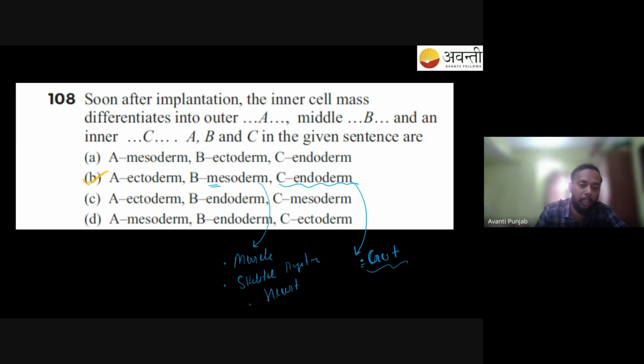And then you have the ectoderm over there. Ectoderm will form for you your brain. So brain and the epithelial tissue. This is something formed by my ectoderm.